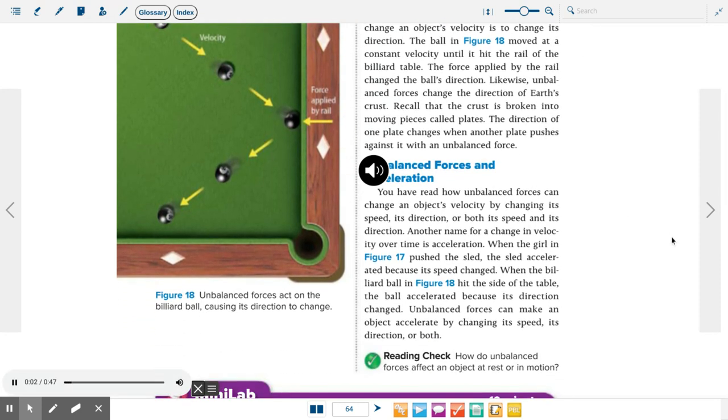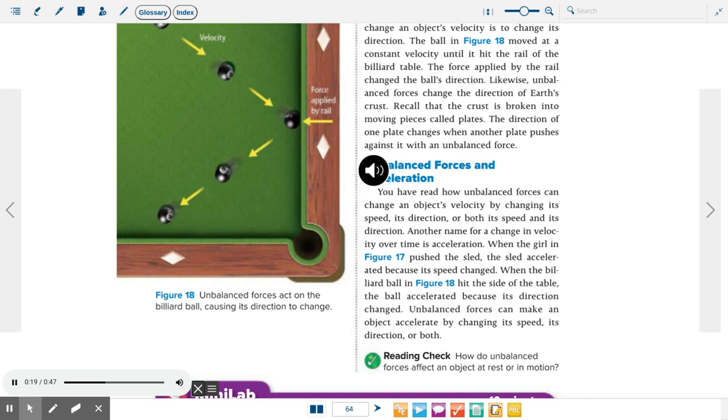Unbalanced forces and acceleration. You have read how unbalanced forces can change an object's velocity by changing its speed, its direction, or both its speed and its direction. Another name for a change in velocity over time is acceleration.